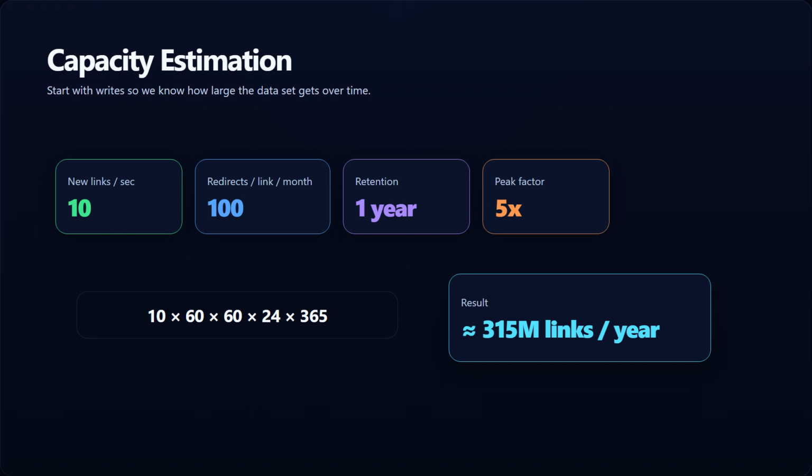This is where the design starts getting real. Even if link creation looks small per second, that number adds up to a lot of stored data over time. And once you stop thinking only about averages and start thinking about peak traffic, the design choices matter a lot more. But writes are only the beginning because the bigger problem starts after people click.